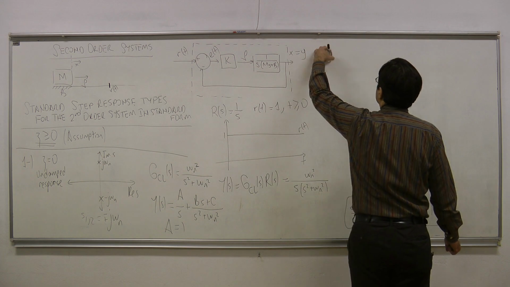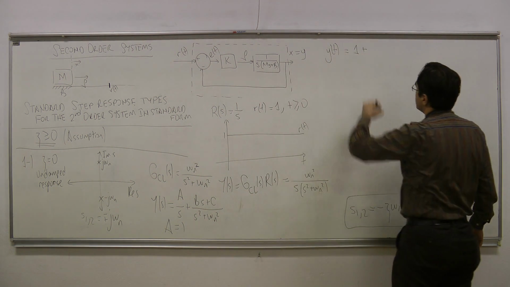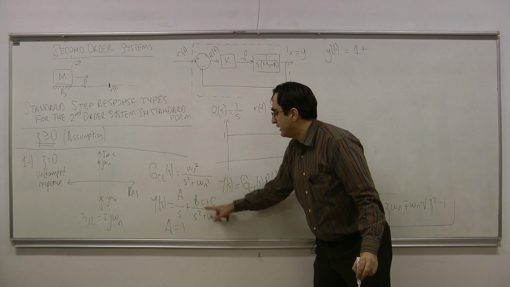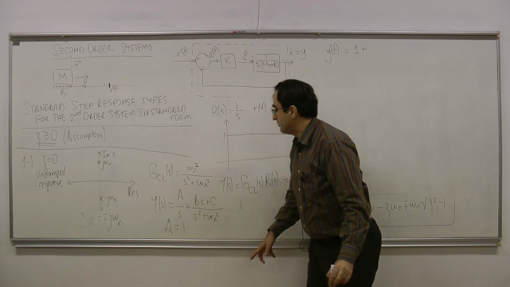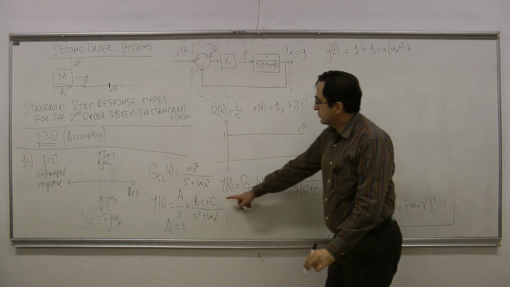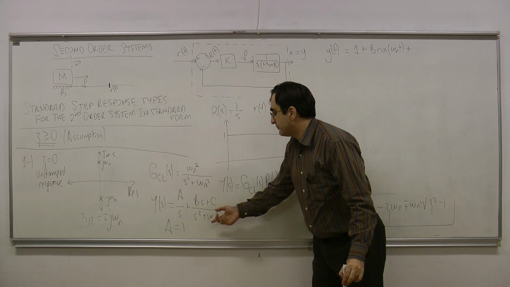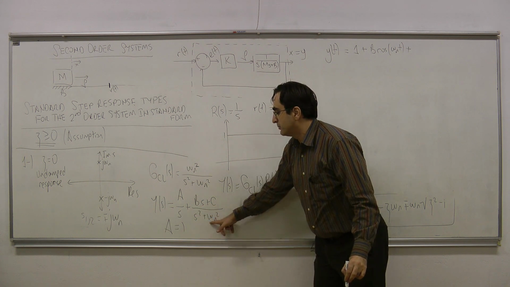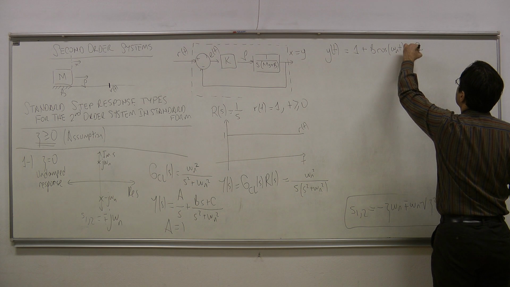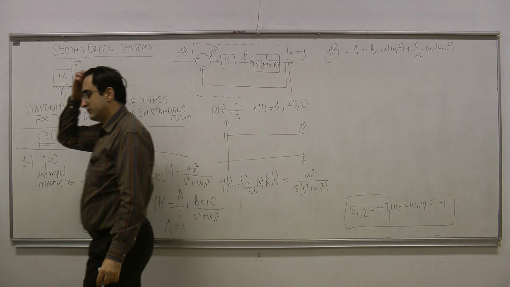So y of t is going to look like this. The inverse transformation of 1 over s is going to be 1, plus the inverse of these factors. I have bs over s square plus omega n square. s over s square plus omega n square will be cosine omega nt. So I would have b cosine omega nt, and plus I would have here c times 1 over s square plus omega n square. Remember, sine omega nt has the Laplace transform omega n divided by s square plus omega n square. So in this case, I have c over s square plus omega n square, which means that I would have c over omega n times sine omega nt. The coefficients are not really important at this stage.